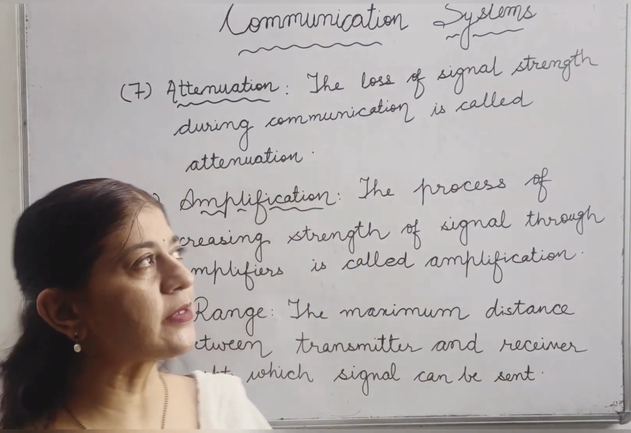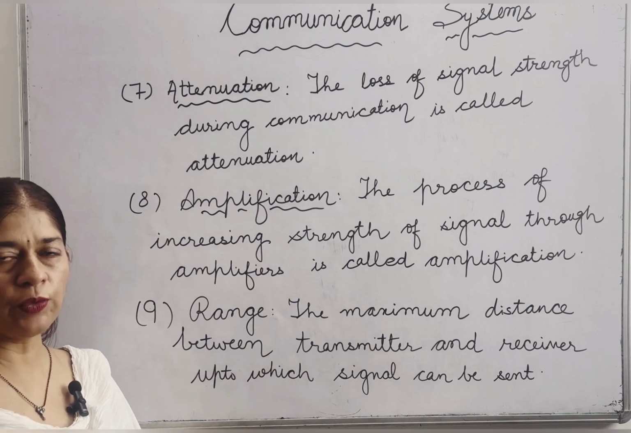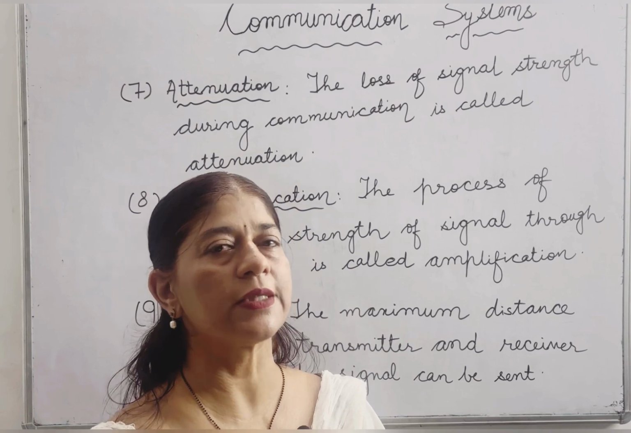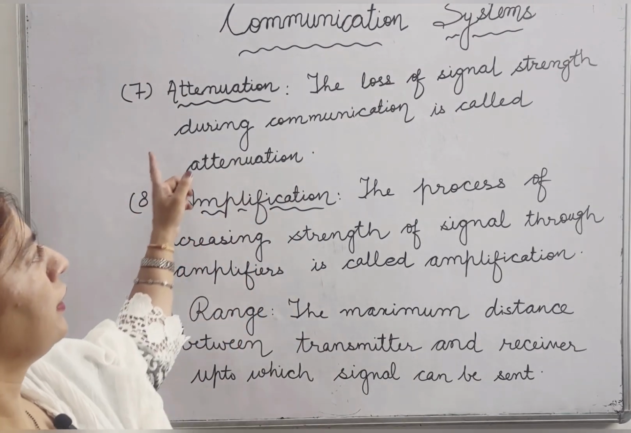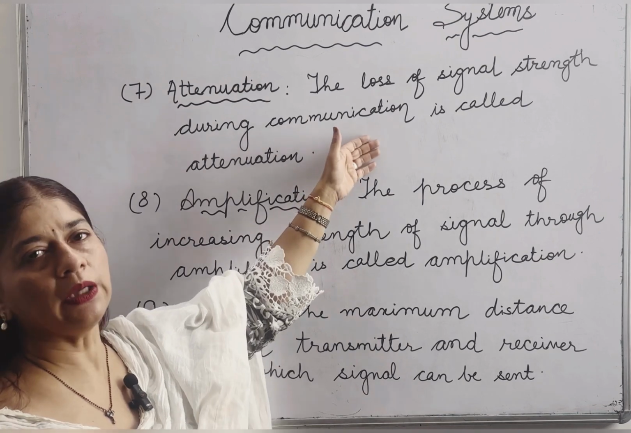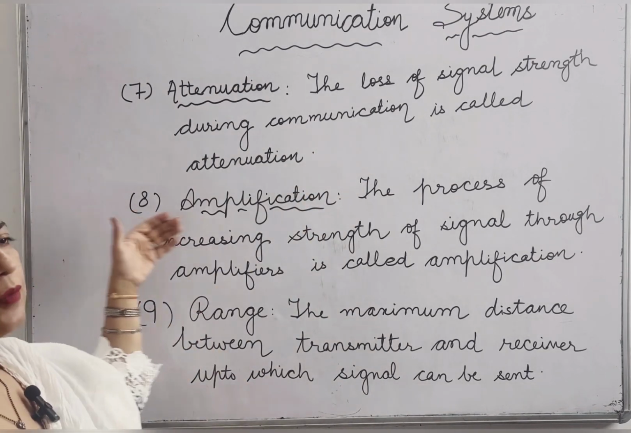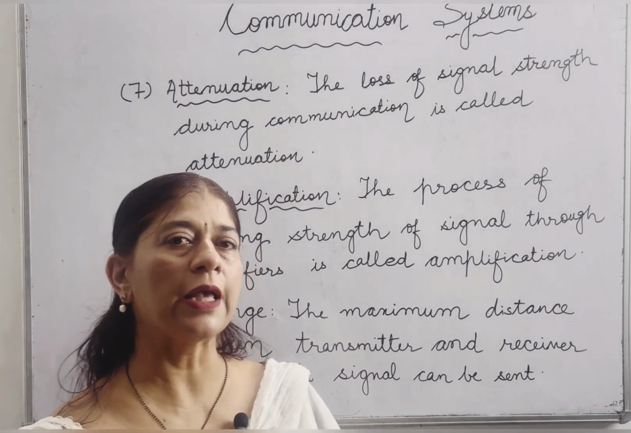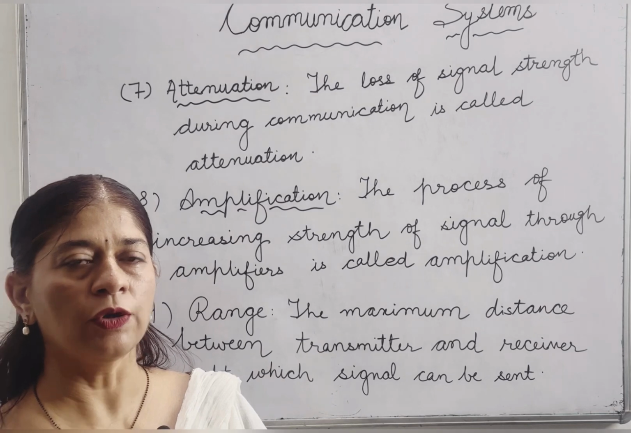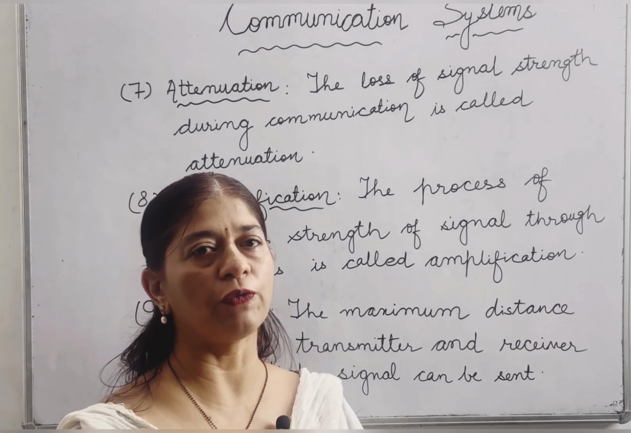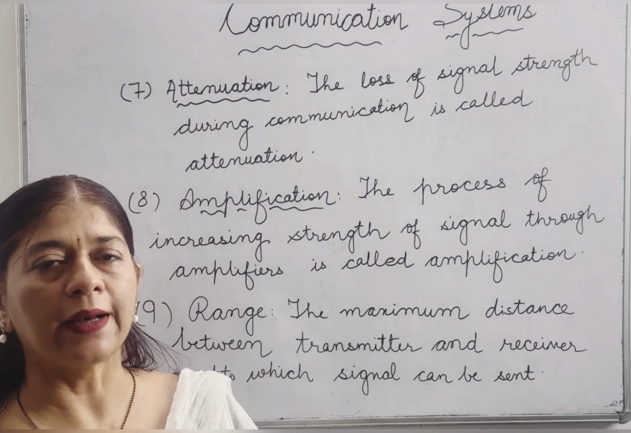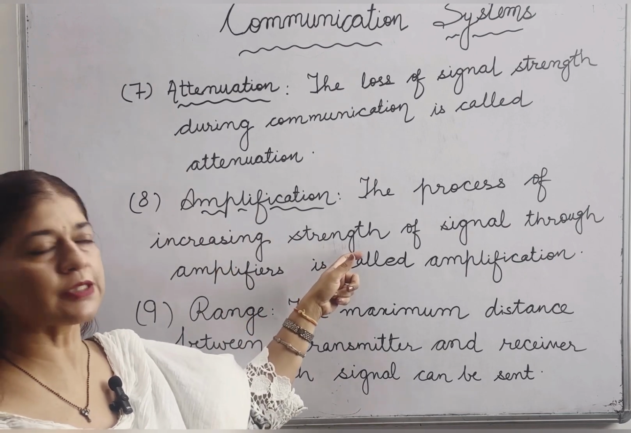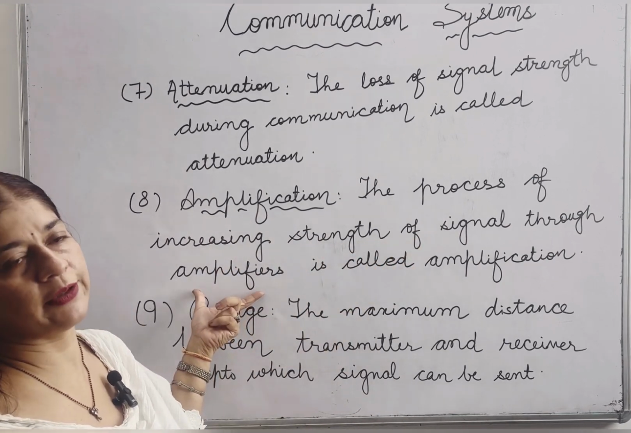Now, our next basic term is attenuation. Attenuation means when the signal is being sent for communication, there might be some loss in its strength. That is attenuation: the loss of signal strength during communication. The eighth term is amplification. Whatever loss of signal strength has happened has to be overcome. To overcome that, we enhance the amplitude of the signal through amplifiers, and this process is known as amplification. Amplification is the process of increasing the strength of a signal through amplifiers.